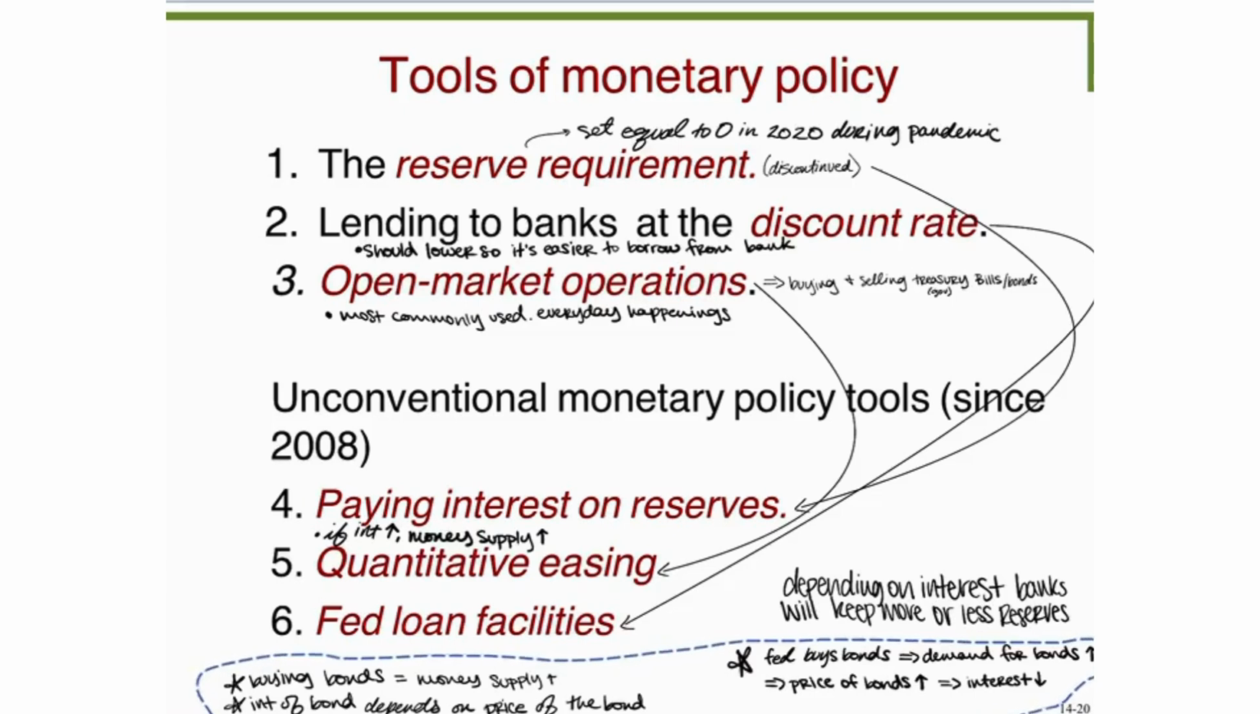And so by buying these bonds, the money supply increases, and the interest of the bond depends on the price of the bond. And when the Fed buys the bonds, the demand for the bond increases, and the price of the bond increases, and then finally the interest decreases.